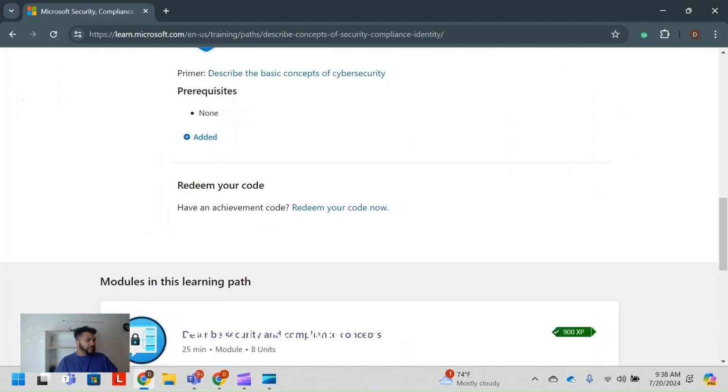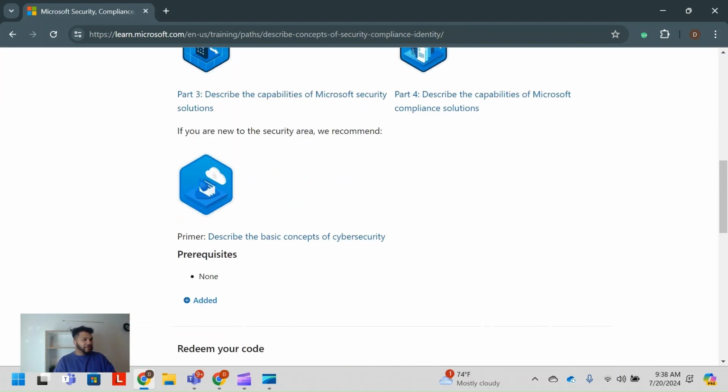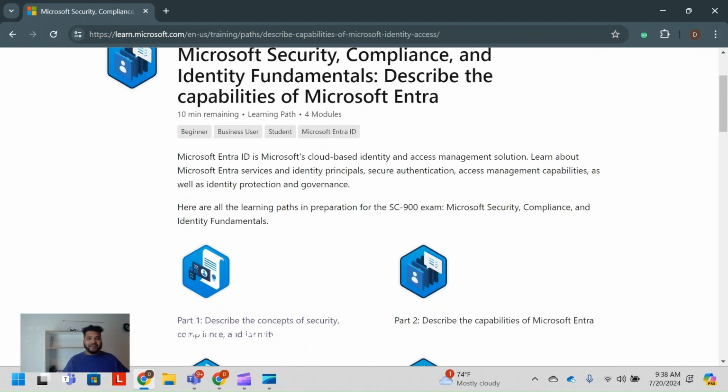All right, so with that being said, we've covered security and compliance concepts. We covered identity concepts. Now we're going to cover Entra, so part 2 of the SC-900. We finished part 1. We've gone through the basic concepts. Now we're getting to the nitty gritty of a product. We're in Entra, everything identity.